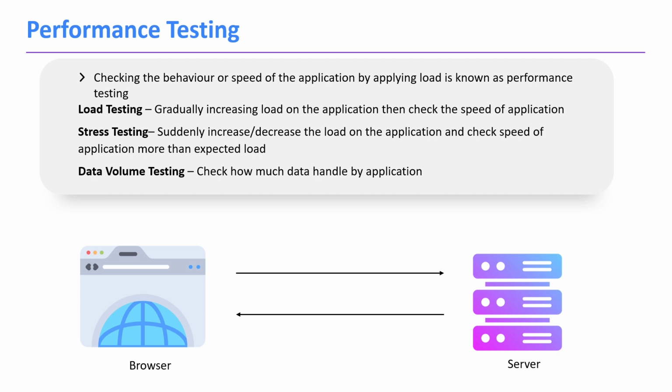And third is data volume testing. In data volume testing, we check how much data is handled by our application. If our application has a feature that can accept data from the user and store it in the database, and multiple users submit data at the same time, how will that data be handled and how will it be stored in the database? Checking that is called data volume testing.